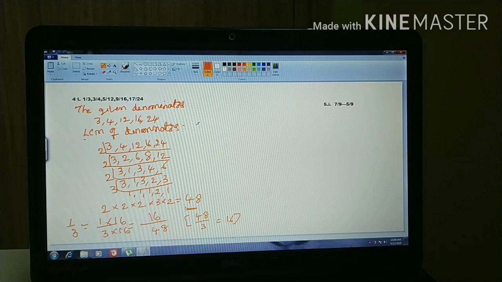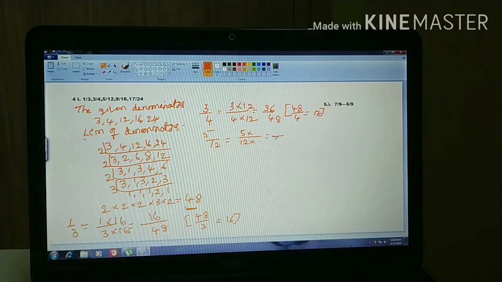Like that, take the second one, 3 by 4. With which number do you have to multiply here? For that, find 48 by the denominator, LCM by denominator, 12. You have to multiply with 12 here, both numerator and denominator, and you are getting 48. 12 threes are 36.